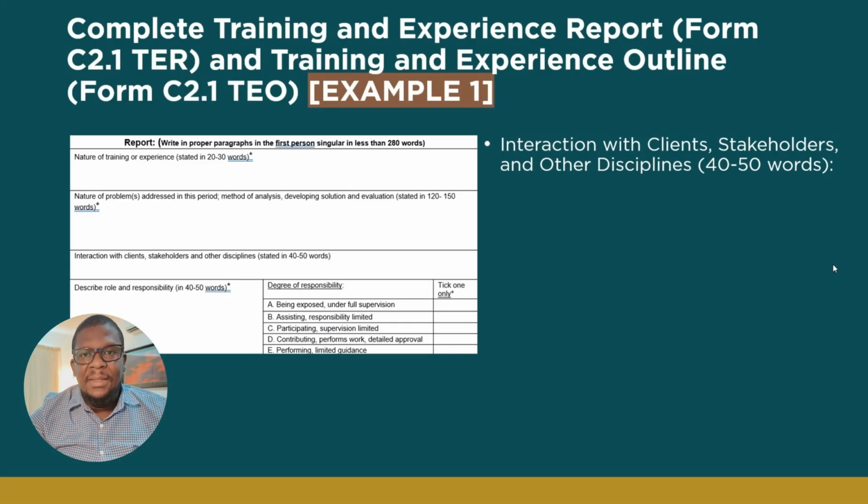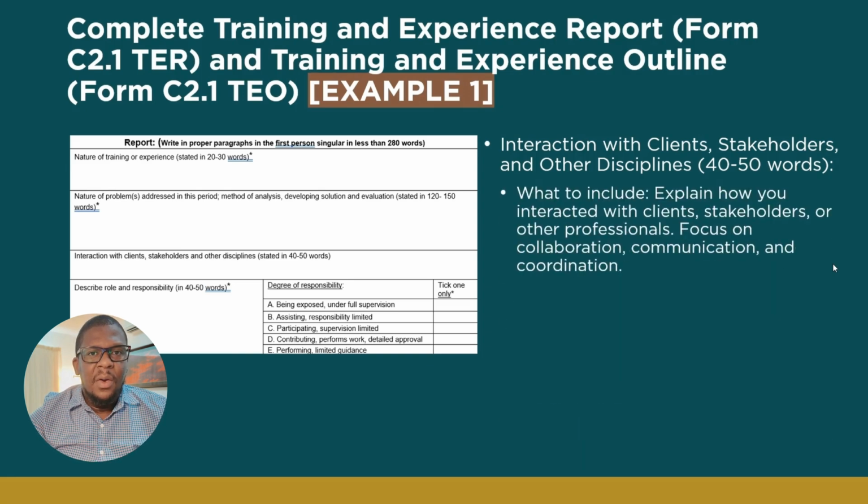Interacting with clients, stakeholders, and other disciplines, in 40 to 50 words. What is expected of the applicant? Explain how you interacted with clients, stakeholders, and other professionals, focusing on collaboration, communication, and coordination. That should be your focus.